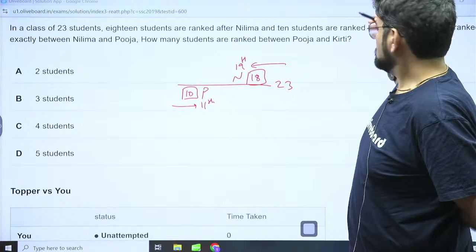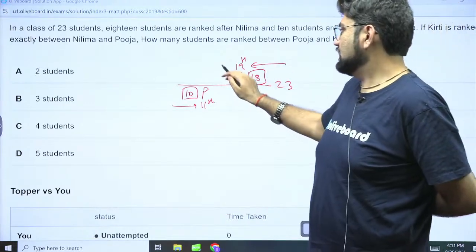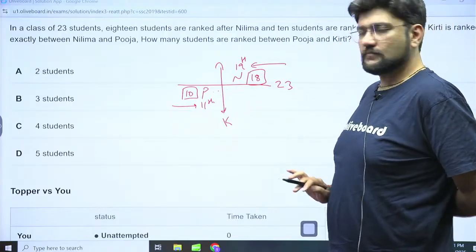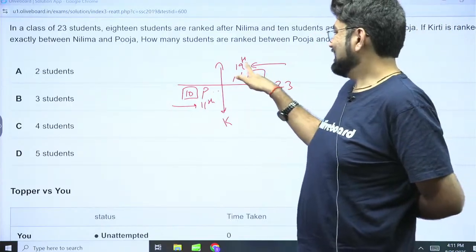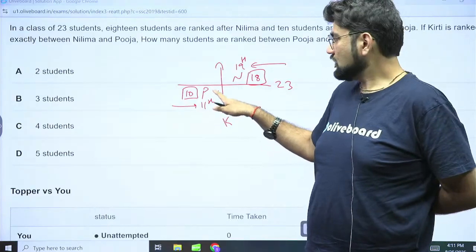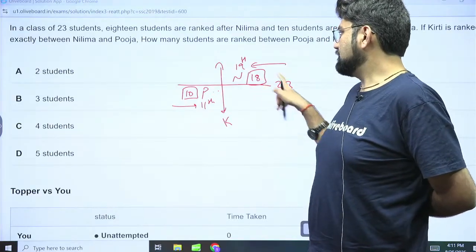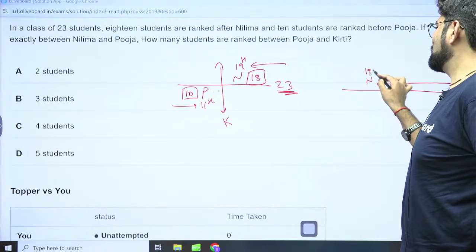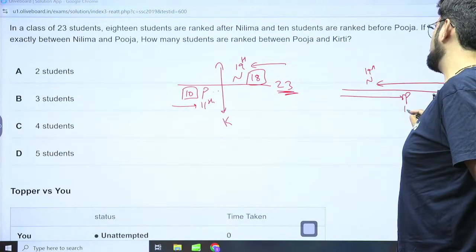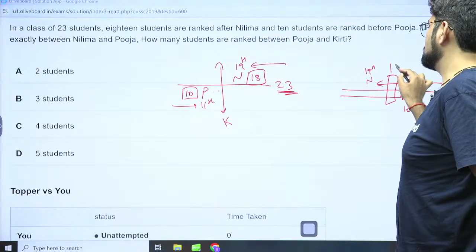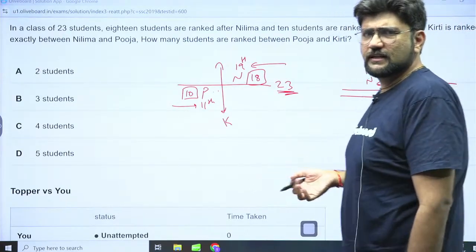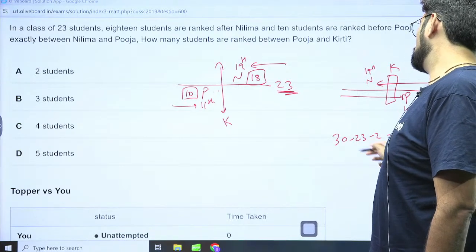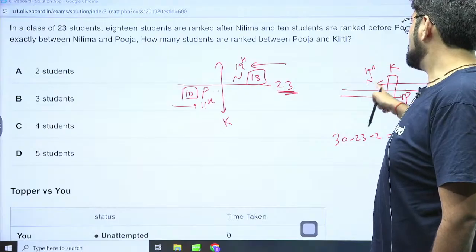If Kirti is ranked exactly between Nilima and Pooja, how many students are ranked between Pooja and Kirti? That's what you need to find out. Now, understand, 19 plus 11 is 30. If it is more than 23, that means this is an overlap case. I'm just drawing it here for you. If this is Nilima at 19th from the left, this is Pooja at 10th from the right. Somewhere in the middle, Kirti is sitting. Just find out how many people are sitting in between. 19 plus 10 is 30, minus 23, minus 2. So that is how much? 5 people are sitting between these two.